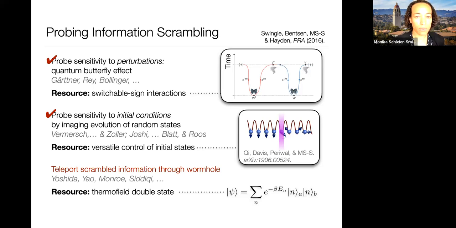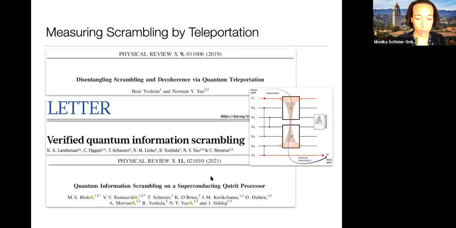And just to illustrate, I want to start by illustrating the connection to the idea I showed before of interferometrically measuring scrambling by a measurement of the commutator. In order to do that, I'm going to switch in a moment to something I can write on, but maybe I'll just briefly flash up some references and say that most of what I'll say is based on this nice theoretical paper called Disentangling, Scrambling, and Decoherence via Quantum Teleportation by Yoshida and Yao, which inspired a couple of experiments in trapped ions and in superconducting qubits over the past couple of years.